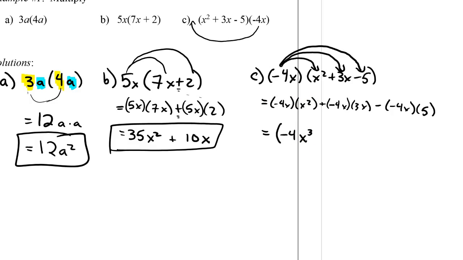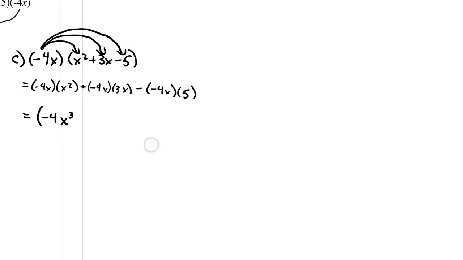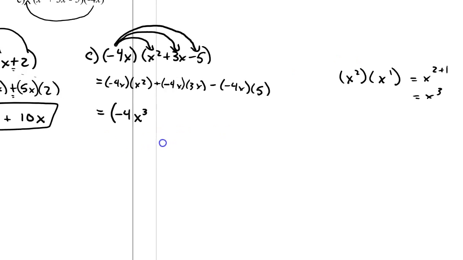On a side note, this could go in your Q's column. x to the power of 2 times x to the power of 1 is x to the power of 2 plus 1, which is x to the power of 3. So that's just my side work. This is what I would do on a scrap piece of paper. Okay, moving back here though.